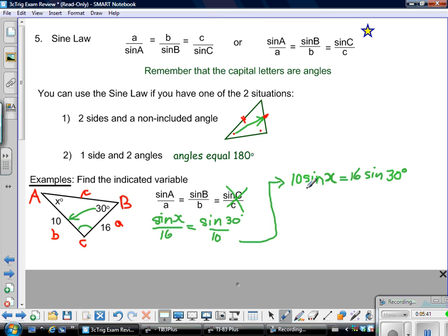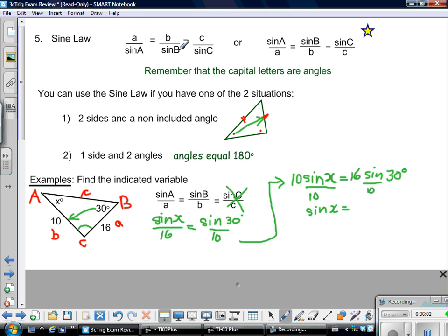The sine I know I can't separate from its angle unless I do a shift function. But I can get rid of the 10 because the 10 is being multiplied. So I'm going to divide both sides by 10, and I'm left with sine x equals, and now this is where I'm going to take up my calculator.